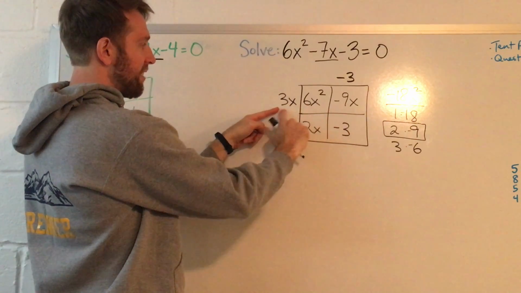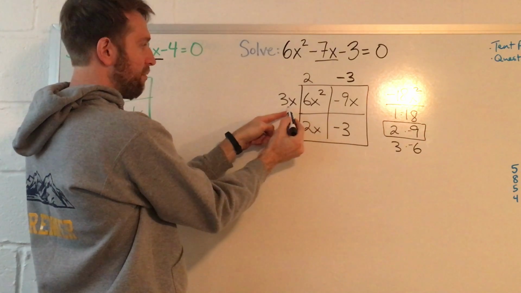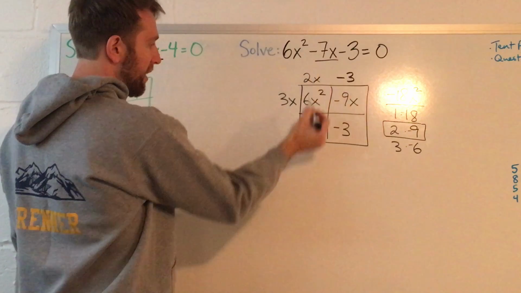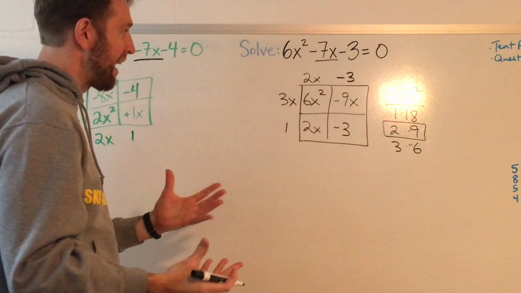How do I get to 6x squared? I need to multiply by 2. 3 times 2 is 6. I have 1x. Now I need another x to get that x squared. 2x times what gets you to 2x? That would just be a 1. So we have factored the problem.